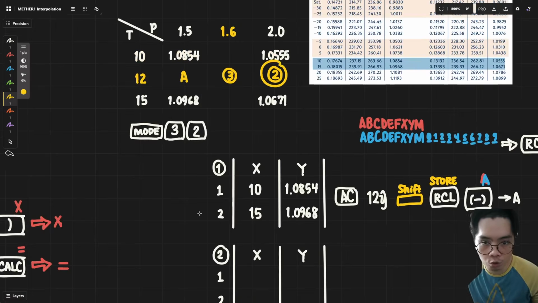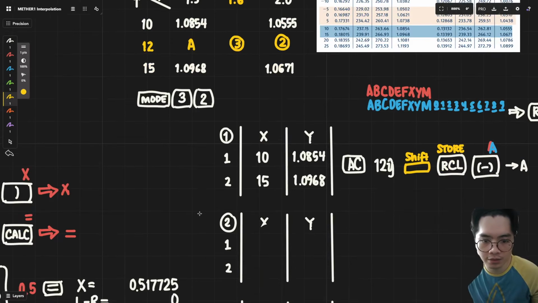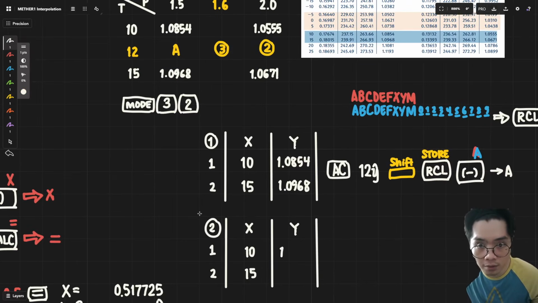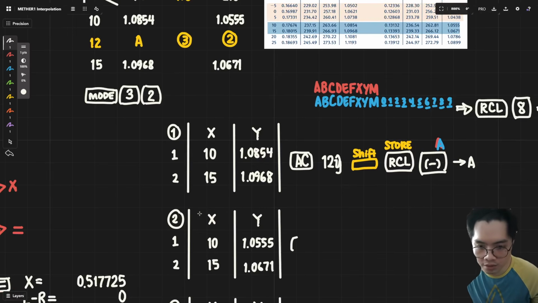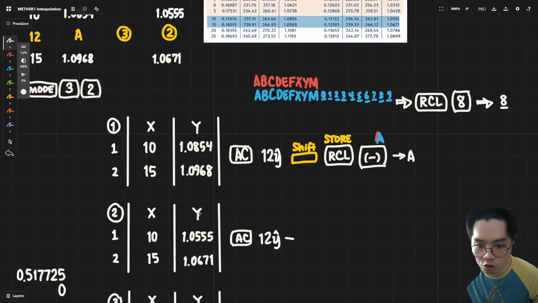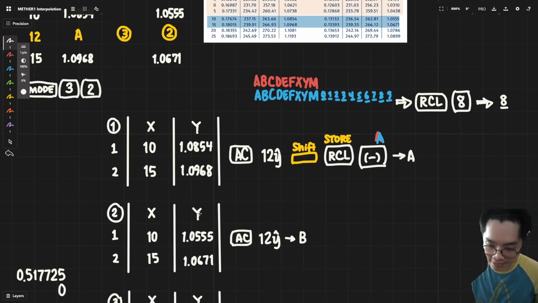What about number 2? We will now put in here the values 10, then 15, and then for 2 bar we will have 1.0555, 1.0671, and we will do the same thing. AC, 12y hat, and then let us store it to letter B instead.